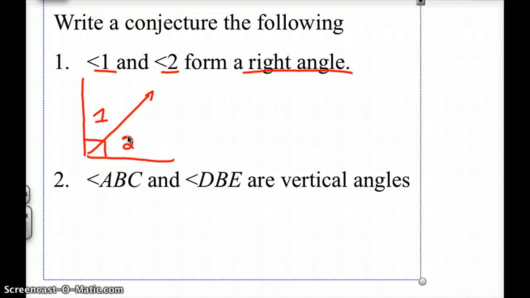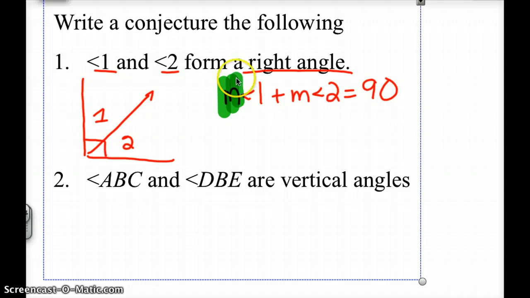Now when you look at that picture, I'm gathering information. What else can you say about angle 1 and angle 2? 1 and 2 are going to add up to 90 degrees because that's really what right angle means. So I'm going to write that down. When I'm talking about the angle, I'm talking about the measure of angle 1 plus the measure of angle 2, and that equals 90 degrees. A couple of things, people. When you're talking about the angle, you need to have the m's there because you're adding angle measurements up to equal 90 degrees.